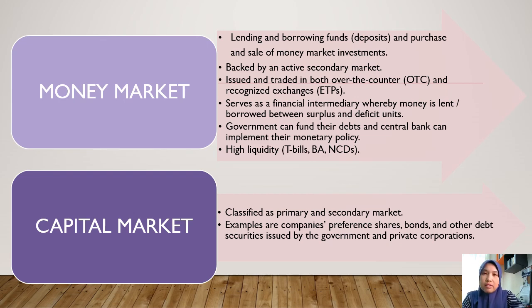Long-term investment here refers to bonds. We also have preferred stock, and we also have shares. So the differences between the money market and capital market: short-term investment in the money market means that the investment is less than 1 year. In the capital market, the investment period, the investment maturity, is more than 1 year. So those are the major differences between the money market and capital market.